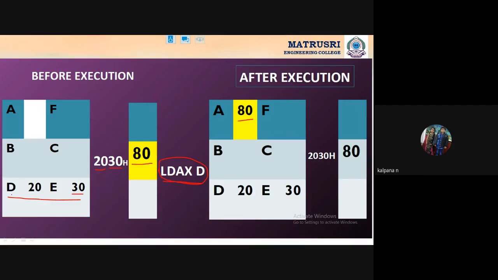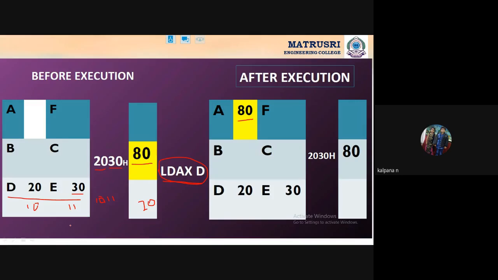If suppose here D has 10 and E has 11, then what is the data present in 1011? 20. So that 20 we are moving into the accumulator. Clear?